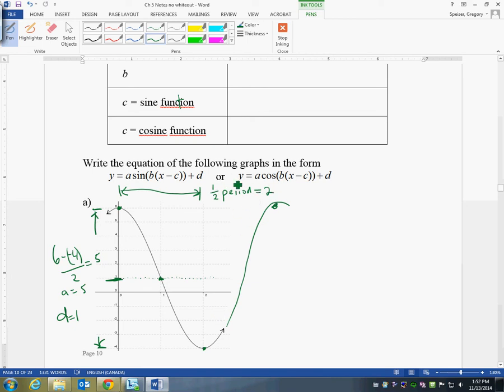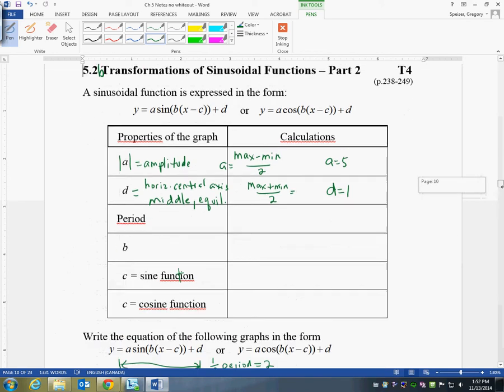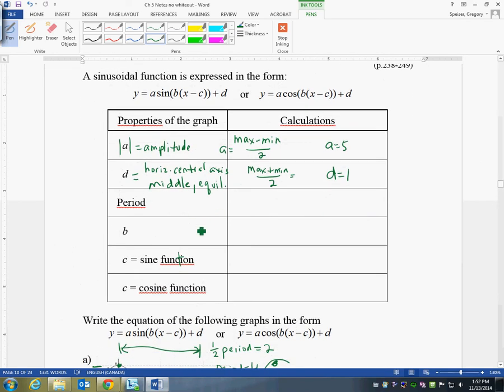So mathematically, how do you solve for this? Think of period as just like an x or any kind of variable. We have to undo the half. So the half is multiplying, so we do the reciprocal. We're going to multiply both sides by 2. So in other words, period is equal to 4, okay? Half of 4 is equal to 2.